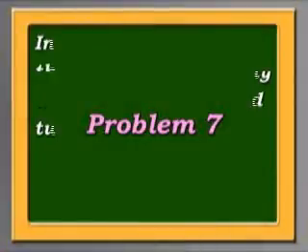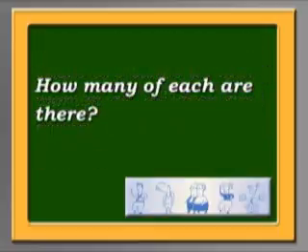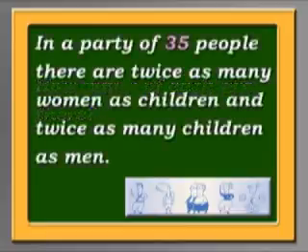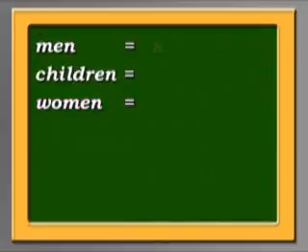Problem number 7. In a party of 35 people, there are twice as many women as children, and twice as many children as men. How many of each are there? This is really quite simple. There is the least number of men, because there are twice as many children as men and twice as many women as children. So let's call men x.